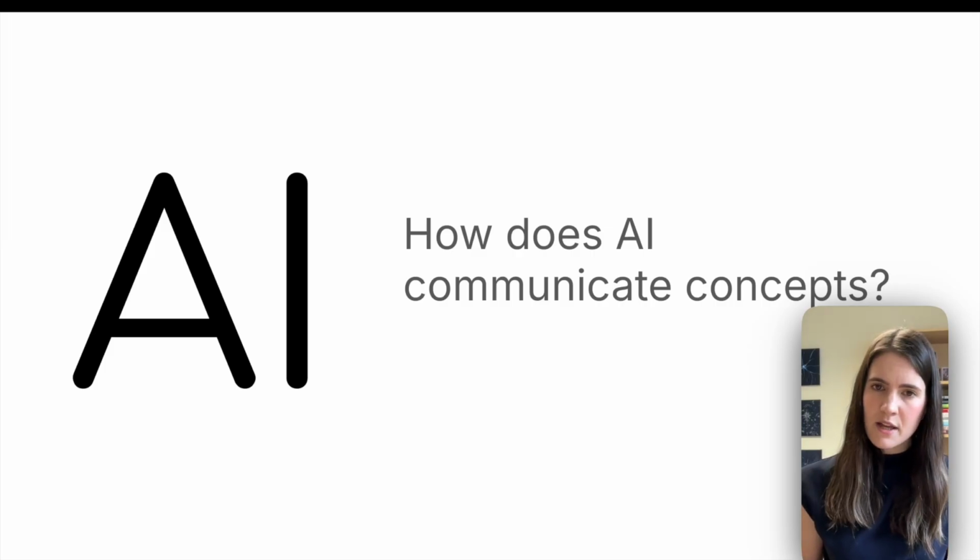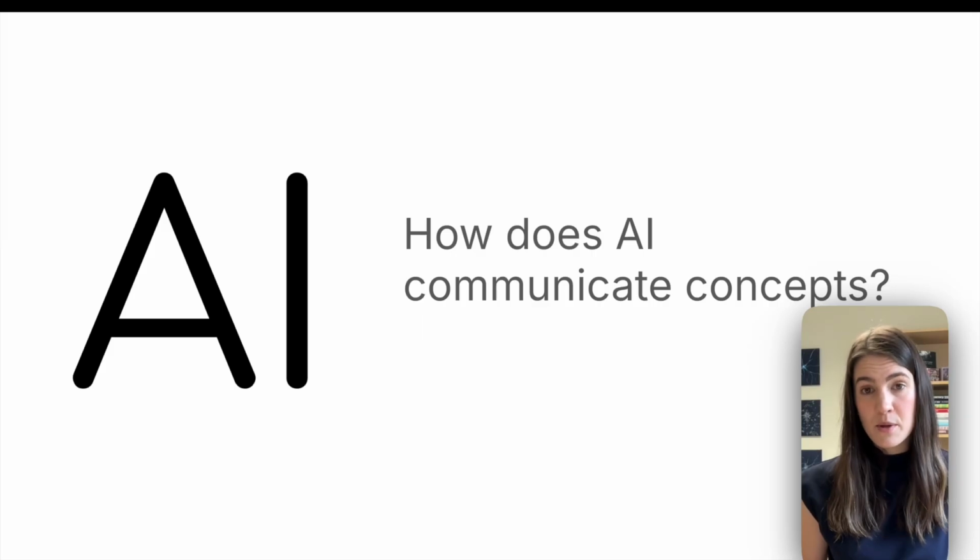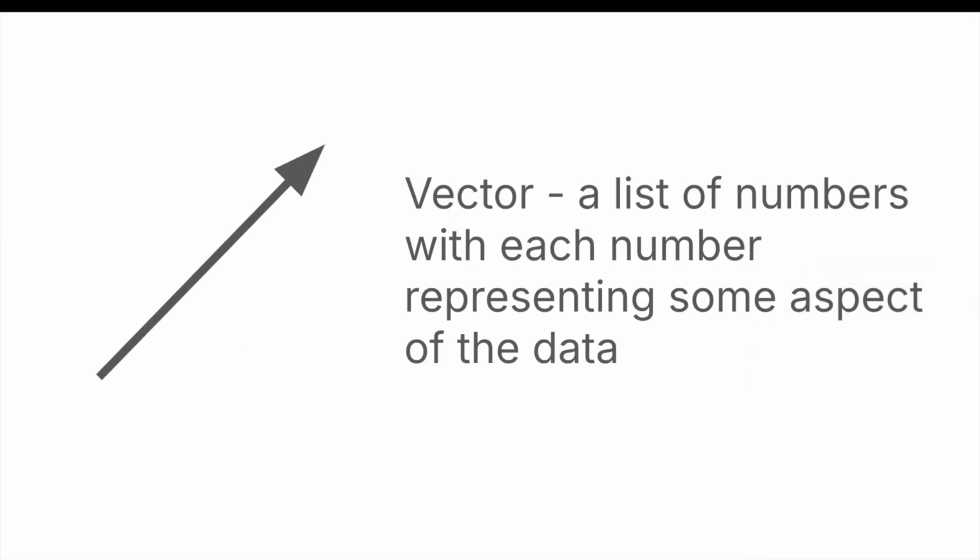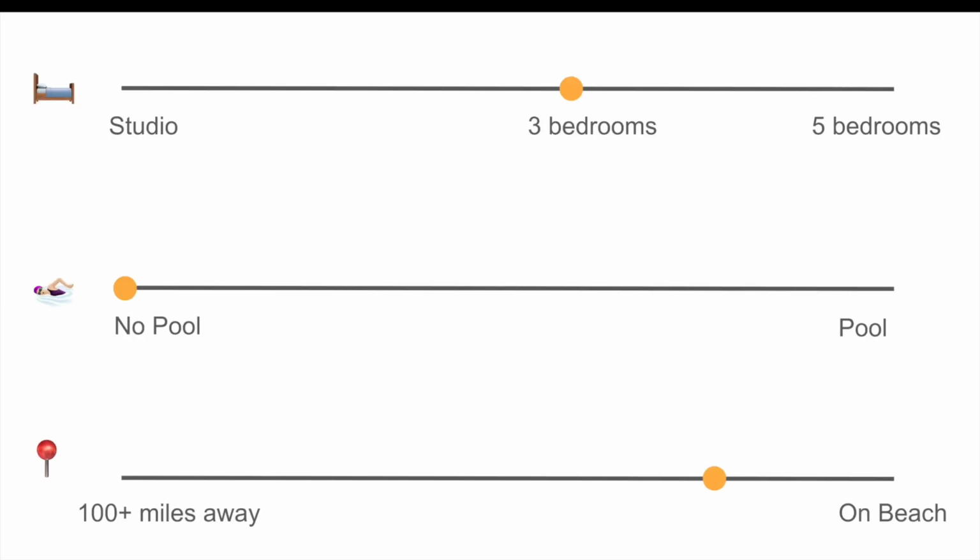So how does AI communicate concepts then? Well, AI communicates concepts using numbers, and specifically a type of format for those numbers. And this is called a vector. This is a list of many numbers where each number represents some aspect of the data. Let's look at an example. This is an example you're probably familiar with. This is an example of a house.